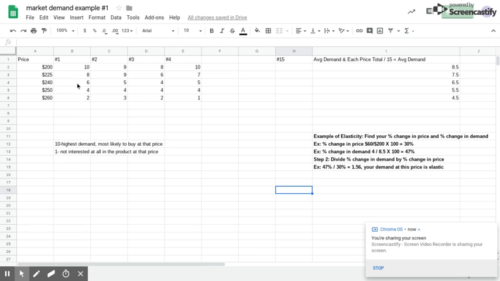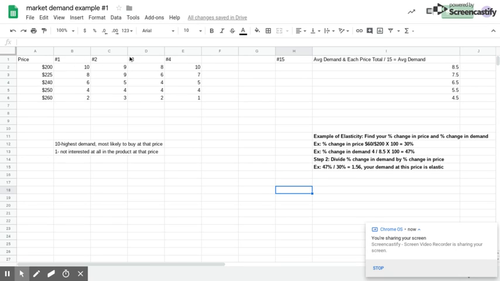So here's what you do. I would recommend that you set up a Google Sheet that looks like this. Put your prices right over here. For example, I put in 5 prices. You got to come up with 5 prices. You got to come up with a low price and a high price and some ones in between. So the ones I came up with were $200, ranging on down to $260.